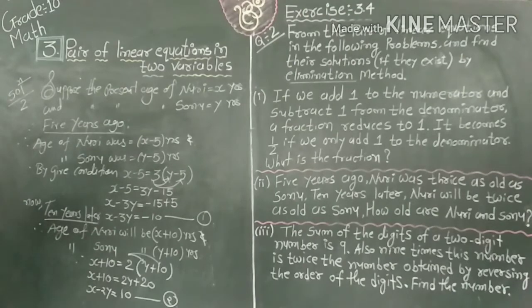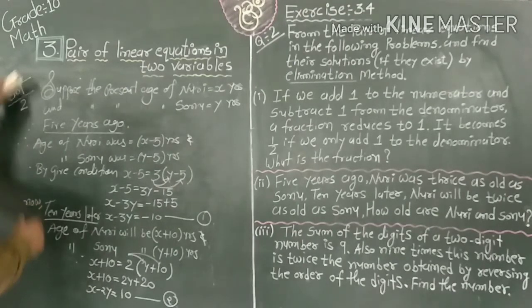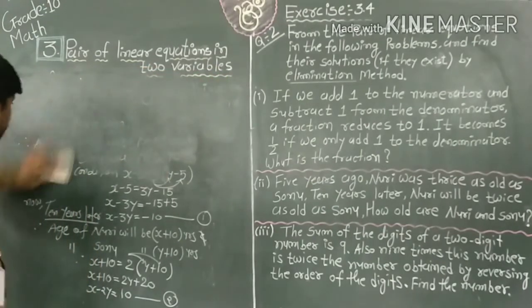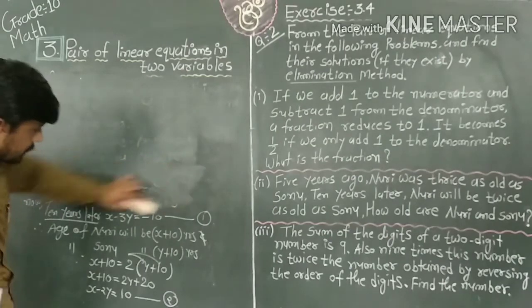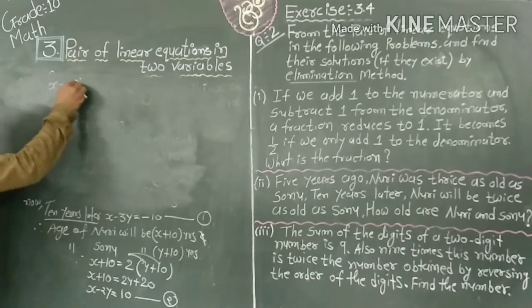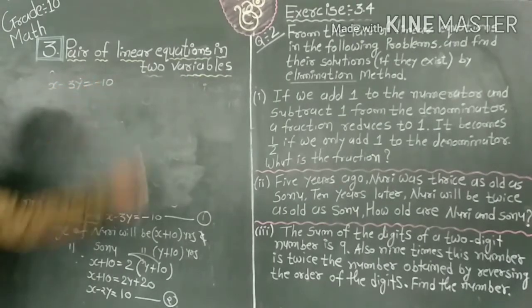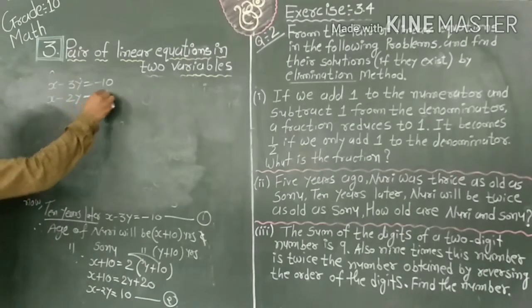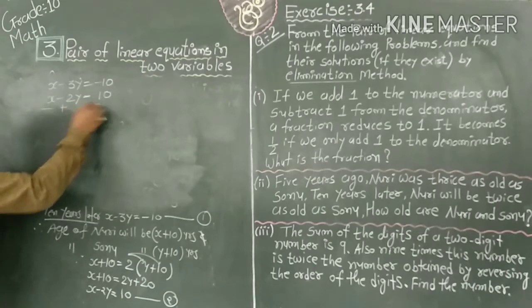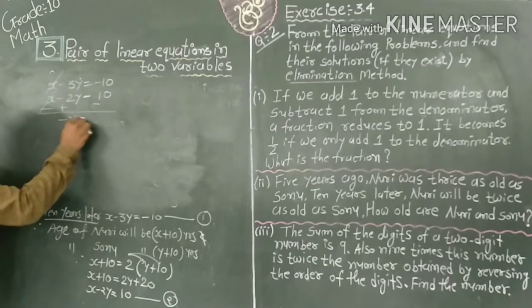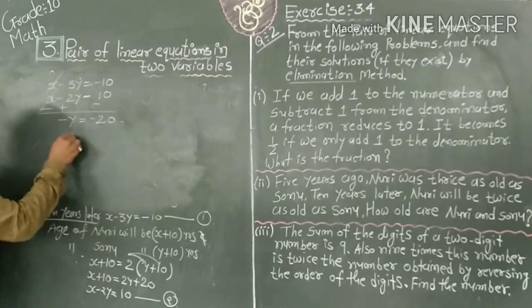What happens? Look here. This is our first equation, x minus 3y is equal to minus 10, and this is the second one, x minus 2y is equal to 10. Here minus, plus, minus, that means these two cancel. Minus y is equal to minus 20, that means y is equal to 20.